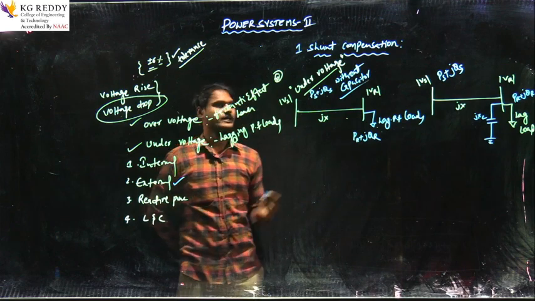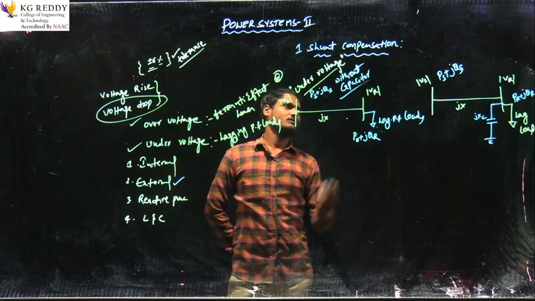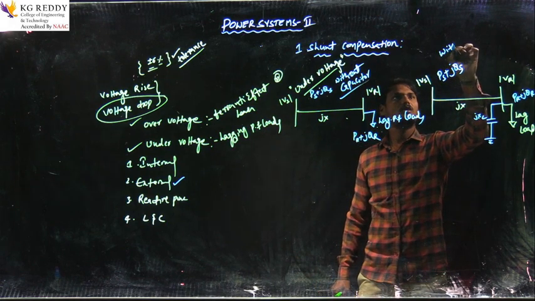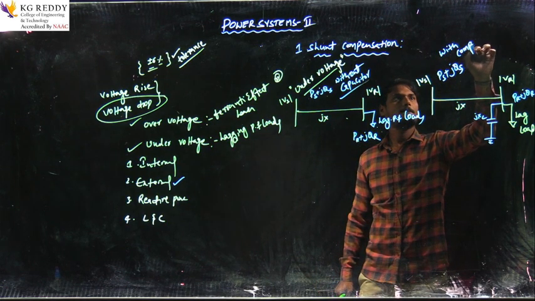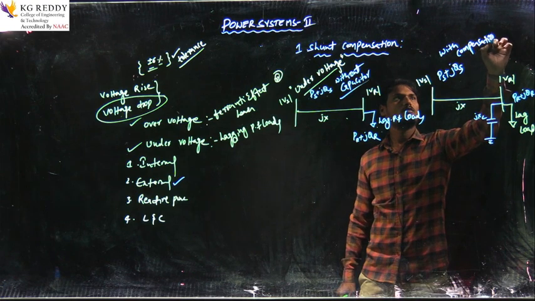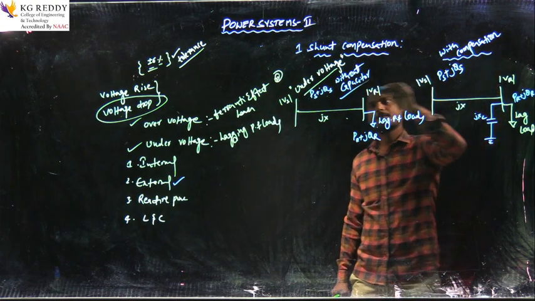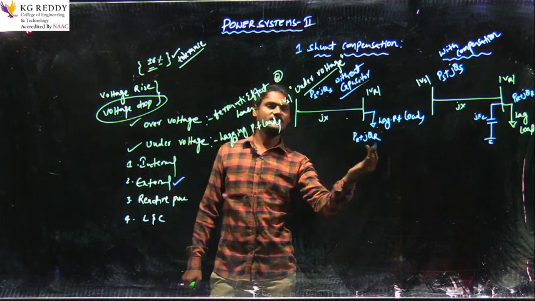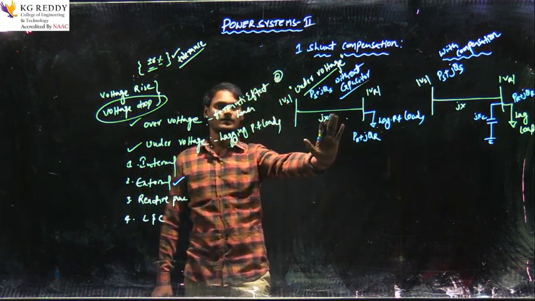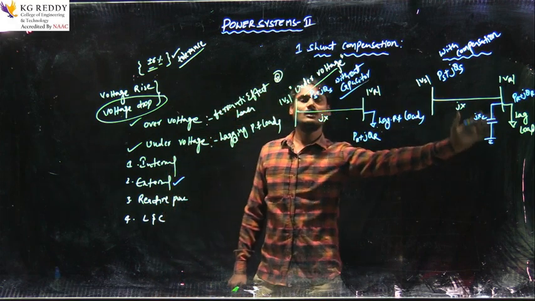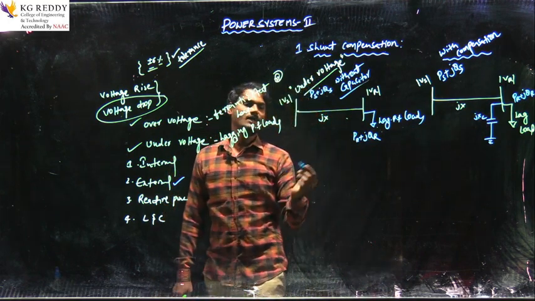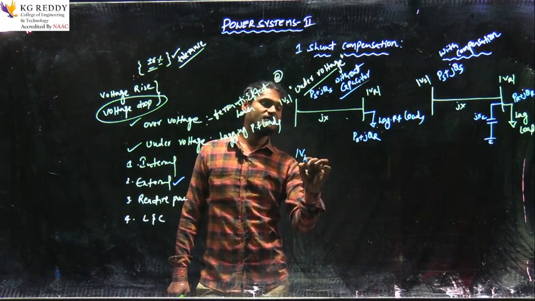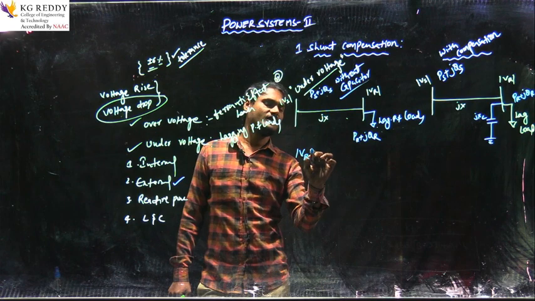Is it clear? Now here these two diagrams represent, one without capacitor, another one with compensation. So in the diagrammatical representation it is very clear that this is without capacitor and this is with capacitor. Now we have to write some equations related to the receiving end and sending end.